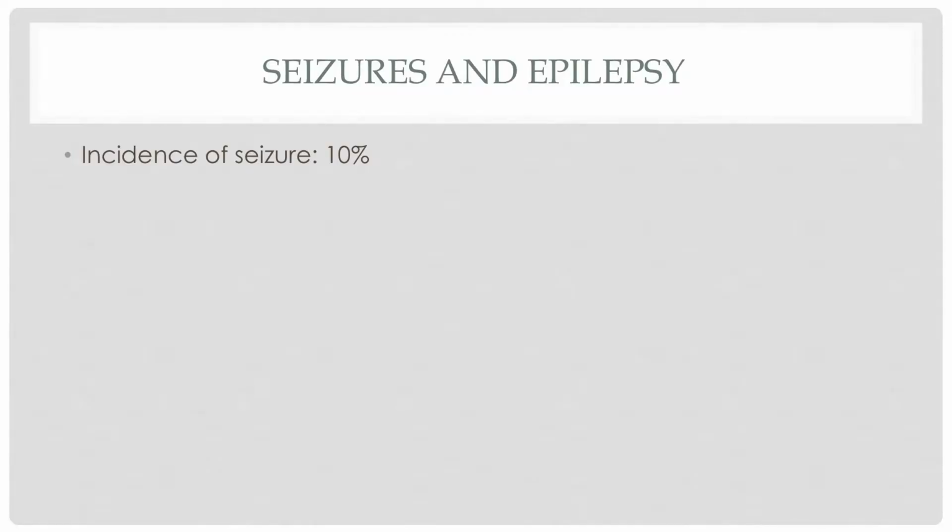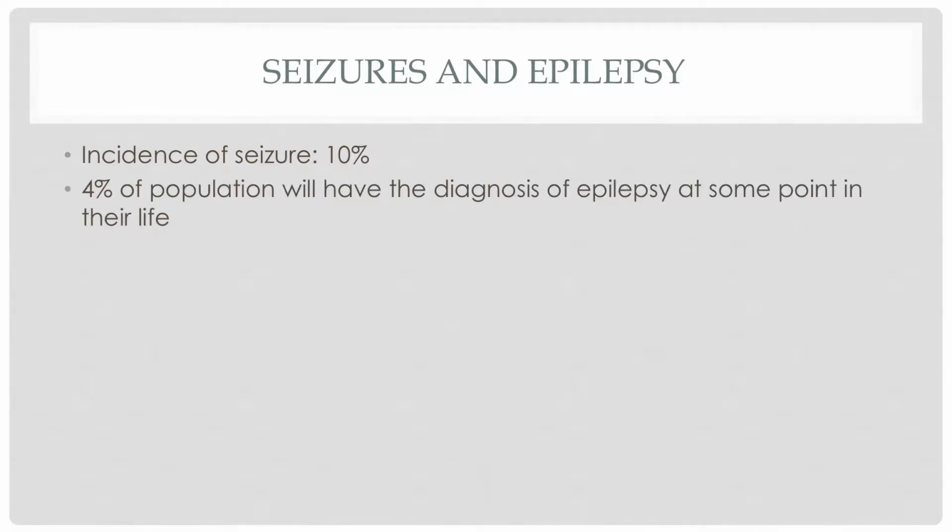Now, the incidence of seizure is pretty high. So 10% is the risk in the general population. And of those 10%, 4% will go on to develop the diagnosis, or will have the diagnosis of epilepsy at some point in their life. But the actual prevalence of epilepsy is pretty low. It's about 1 to 2%.